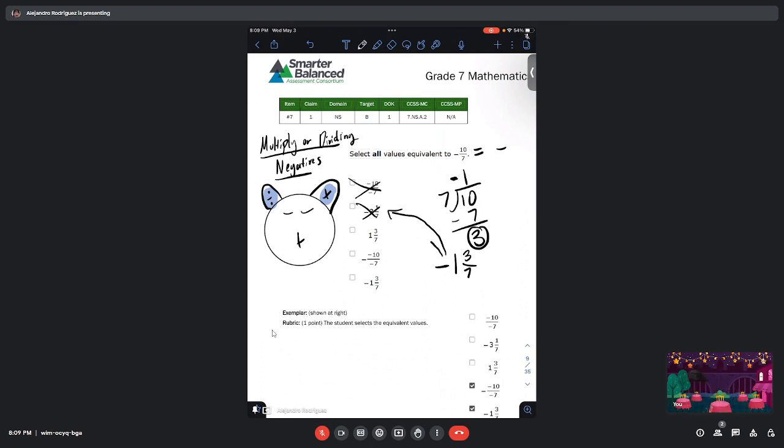For the third option, same idea. We've got 1 3 over 7. Well, that's different than -1 3 over 7, so that doesn't work.